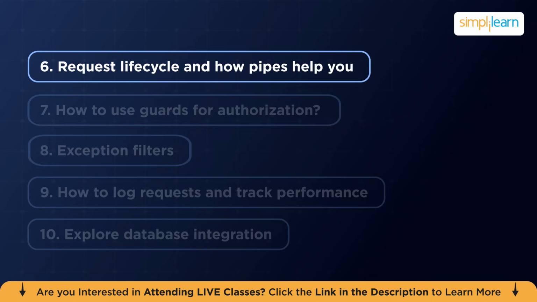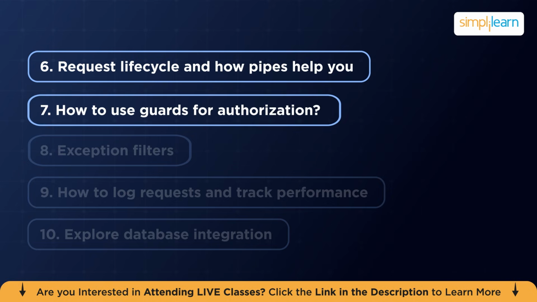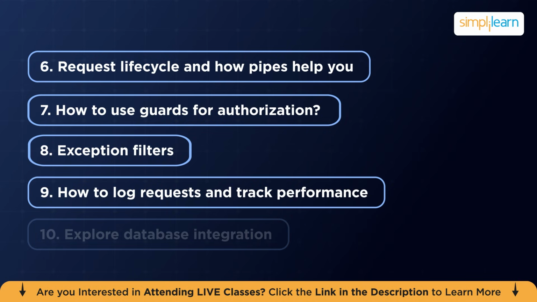Next, we will talk about request lifecycle and how pipes help you with data validation and transformation. Next, I'll explain how to use guards for authorization and access control to your app. We'll also dive into exception filters to handle errors in a clean and consistent way. You'll learn how to log requests and track performance using Interceptors.